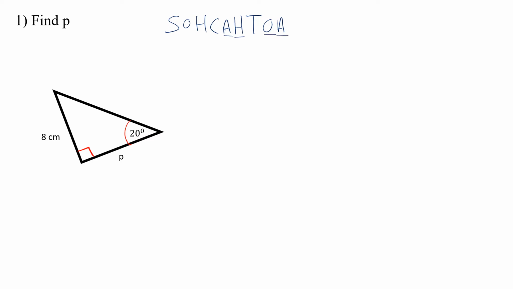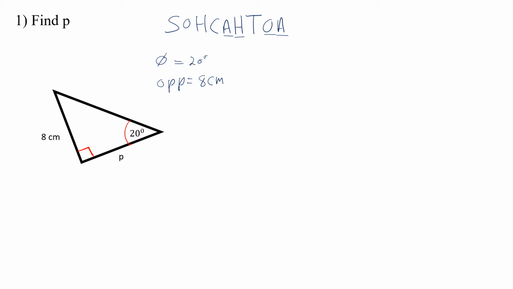So here, let's see, we want to find P. So let's examine what is given. We have a given angle here, theta, and we know that theta is 20 degrees. Here also we have the opposite, because remember the side facing the given angle is known as the opposite. So we were given the opposite, and in this case the opposite is 8 centimeters. That leaves us with this side P, which is unknown.